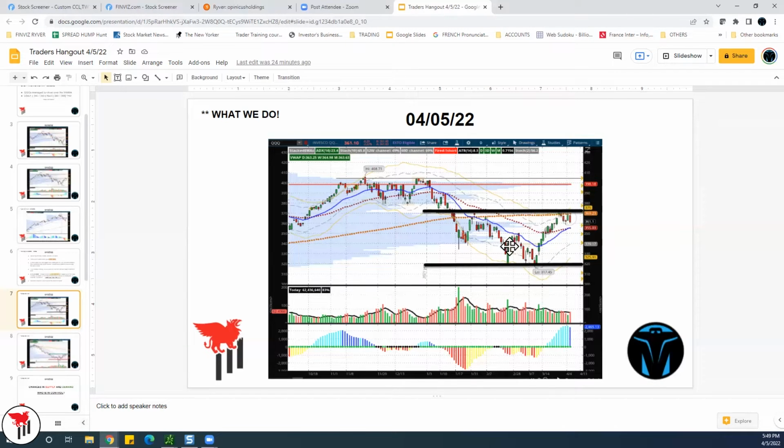So we identify solid areas, like what we did with the 370 right here, and we say, okay, that looks like resistance. We identify areas like the 320, and we say, well, that's support. This is how I trade. I trade ranges, right? So I'm not the one to be shorting.